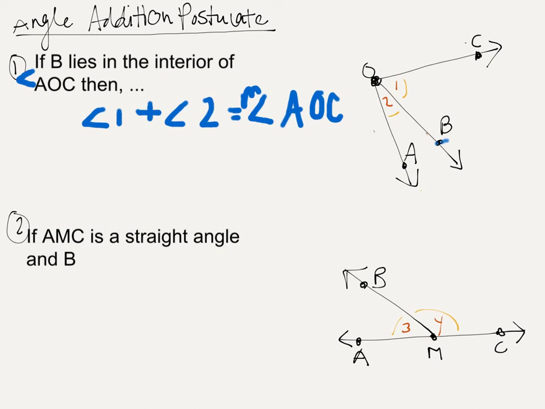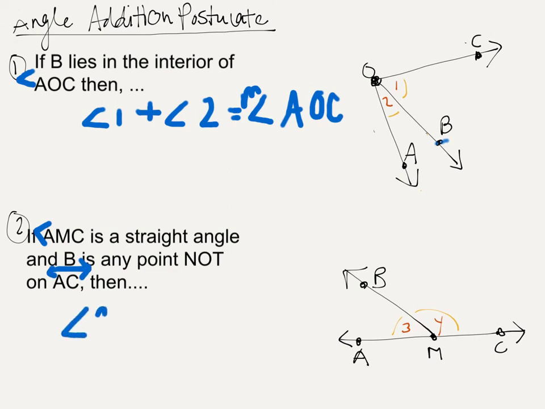and B, point B, is any point not on line AC, then dot dot dot. Let's see what happens here. Let's fix my stuff here. So here's angle. If angle AMC is a straight angle and B is not a point on line AC, then angle 3 plus angle 4 equals 180 degrees.